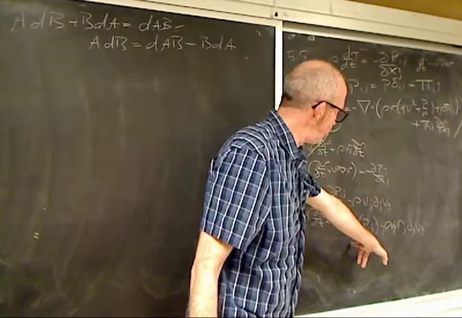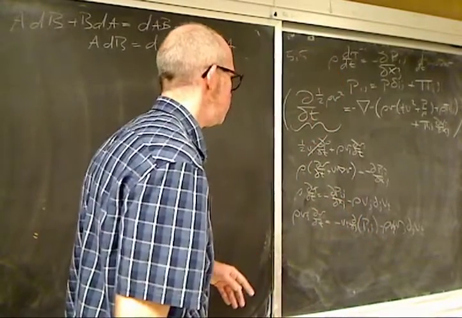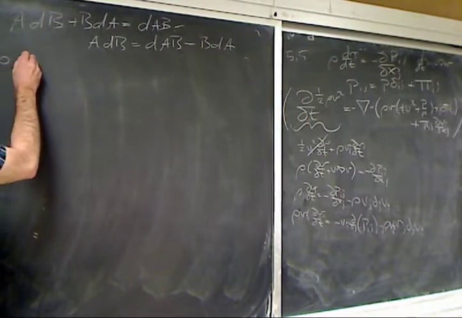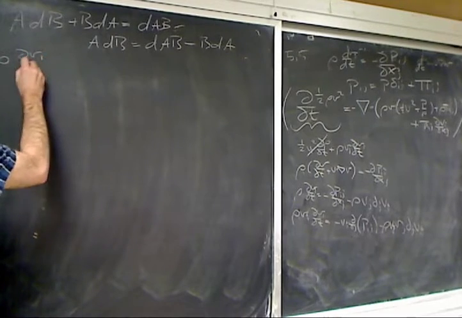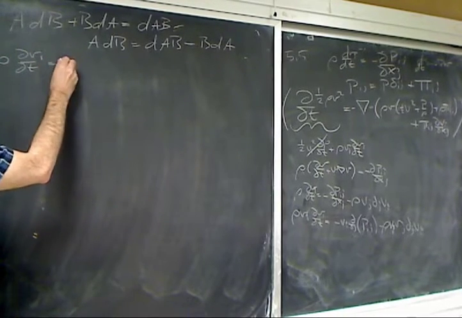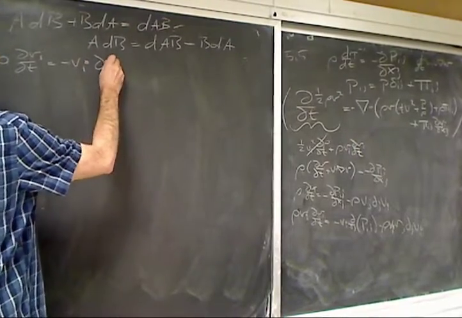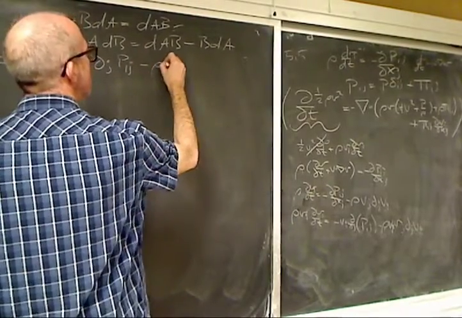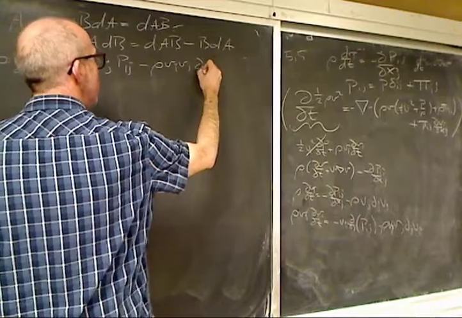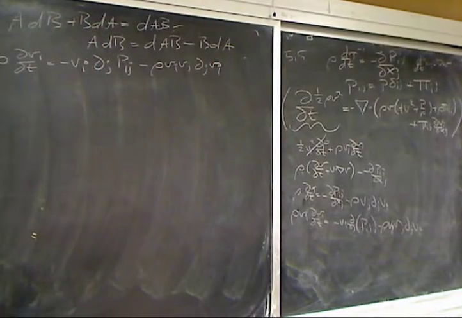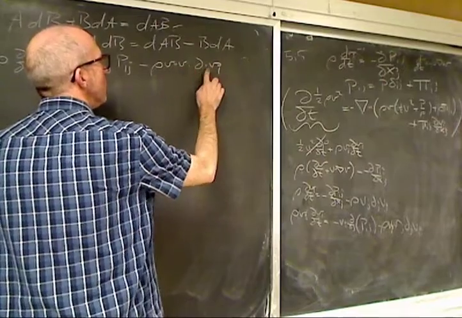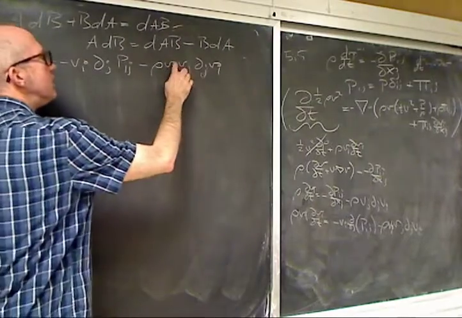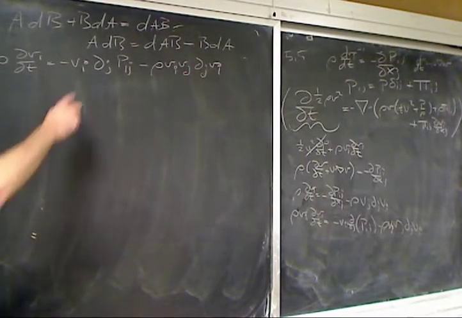So let's start with this term here. Yeah, let's start with the second term. So we start off, we've got rho dvi dt equals minus vi dj pij minus rho vi vj dj vi. Now it's super important to keep your i's and j's clear. Not a dot, left or right. So this guy, let's get rid of this.